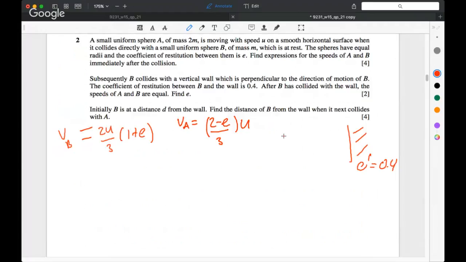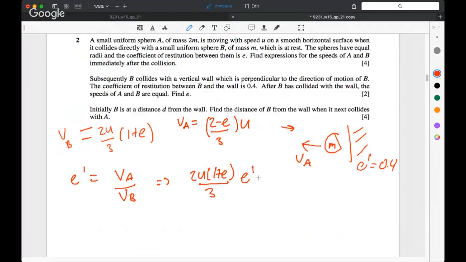So B is originally traveling at some velocity into the wall. After it hits, I'll just draw after it hits, it's moving in the opposite direction at VA. It has mass M still. And now you just use the restitution formula again. So you've got E dash in this case is the ratio of B after the collision, which is VA, divided by before, which is VB. So you get VB, which is 2u(1 plus the old E) over 3. VB times E dash equals (2 minus E) over 3, times u.